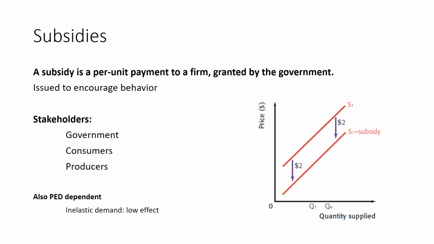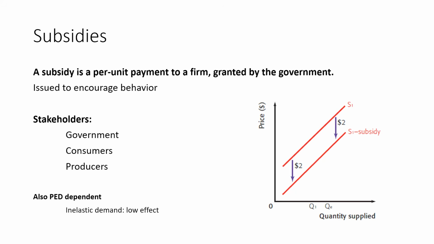Subsidies are a per unit payment to a firm granted by the government, and they're usually issued to encourage behavior. When you draw this on your exams, you will of course draw a curve shifting downwards by the amount of the subsidy. Keep in mind that you have to draw the supply curve, because they are the ones directly affected by this.